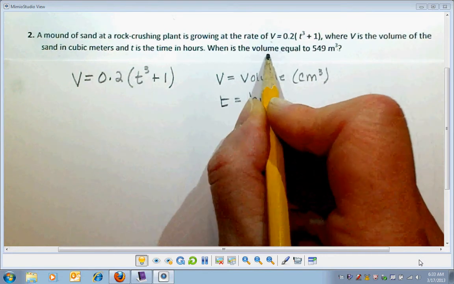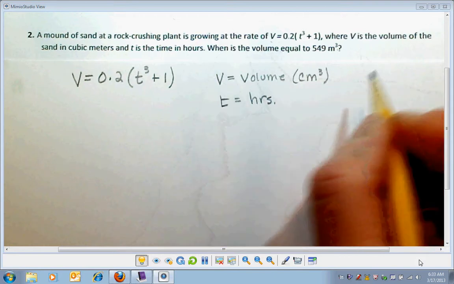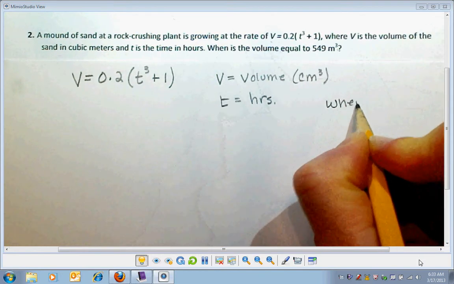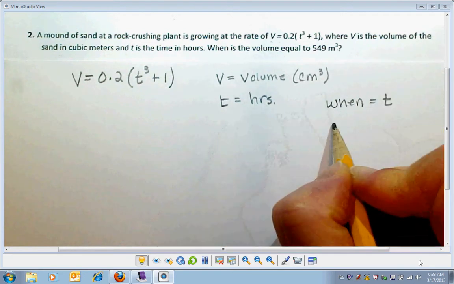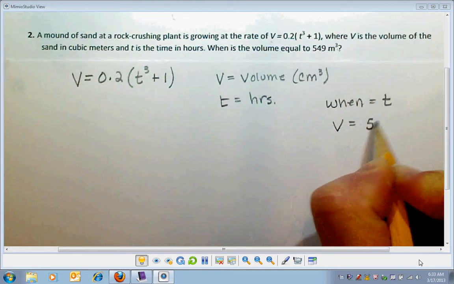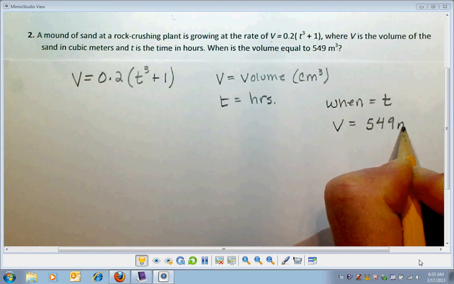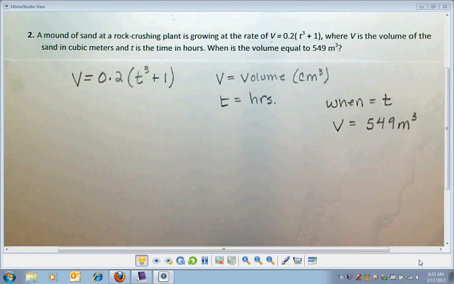They've given us the volume. They want to know when. So when means time. And they gave us the volume, which is 549 cubic meters. So I simply have to solve for t.